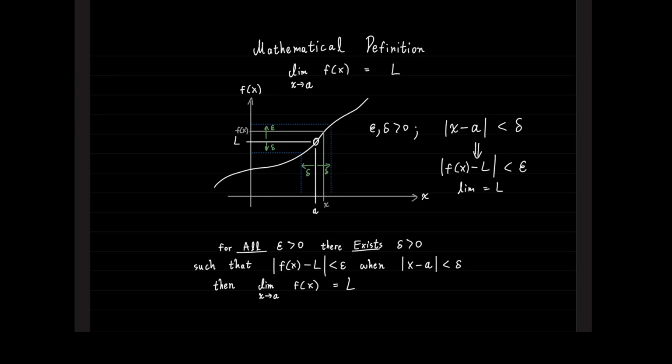The formal way to write this down is for all epsilon greater than 0, there exists a number delta greater than 0 such that the distance between f of x and L is less than epsilon when the distance between x and a is less than delta. Then we conclude that the limit as x approaches a of f of x is equal to L. This is called the Epsilon-Delta definition.